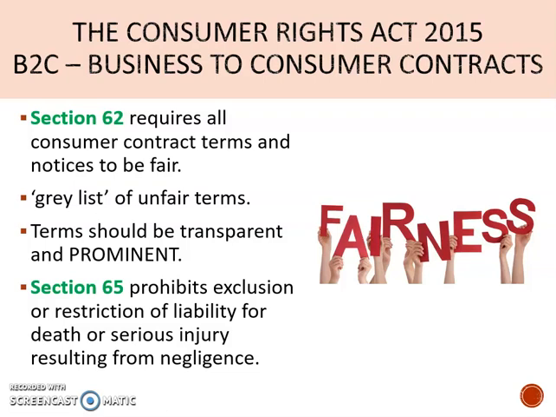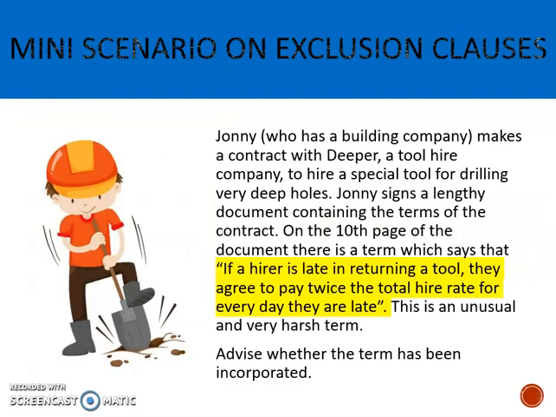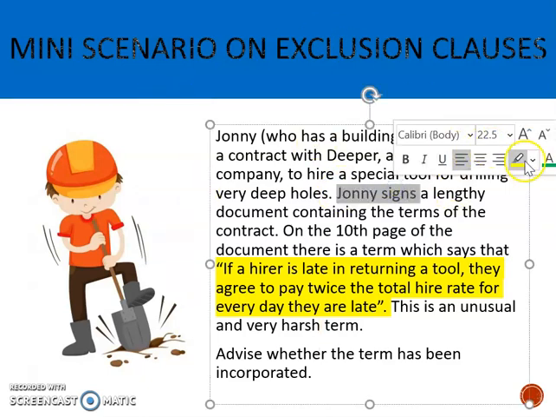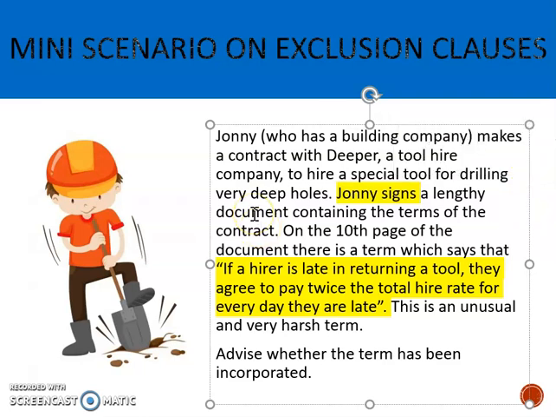Let's go back to our mini scenario so we can see if we can identify what's relevant here for Jonny. So when we're thinking about this law, we need to look at whether, firstly, this term that seems a bit harsh has been incorporated. And when we look through this scenario, you can see that it says Jonny signs a lengthy document. So, and if I was in the exam, I'd jot by the side Lestrange and Graucob. So it looks like this term's going to be incorporated because he's signed it. Even if he didn't read it, even if he didn't understand it, he's going to potentially be bound by it.